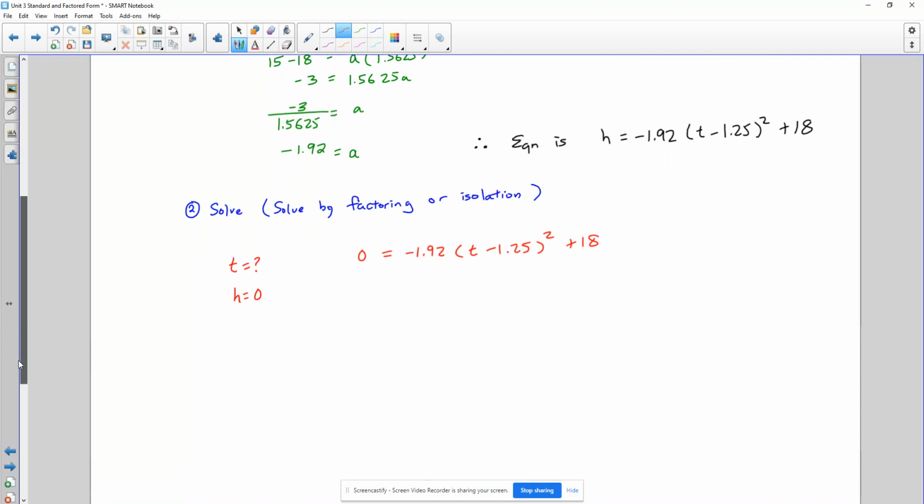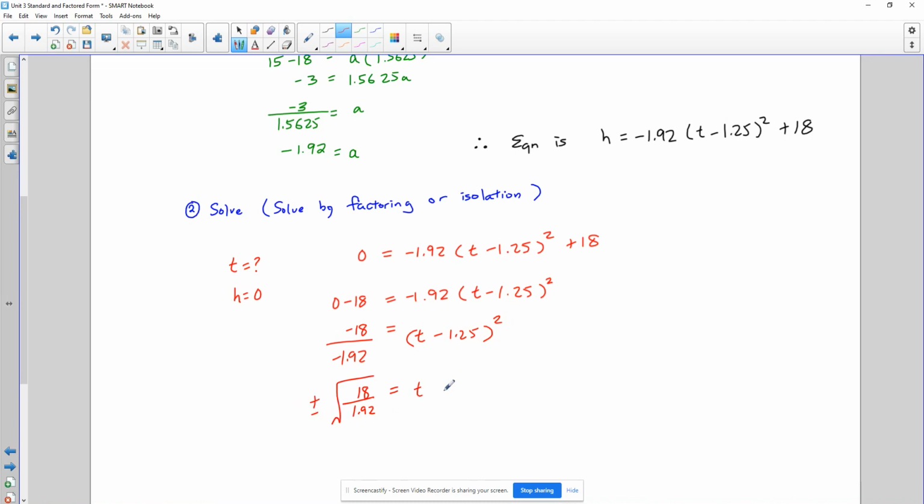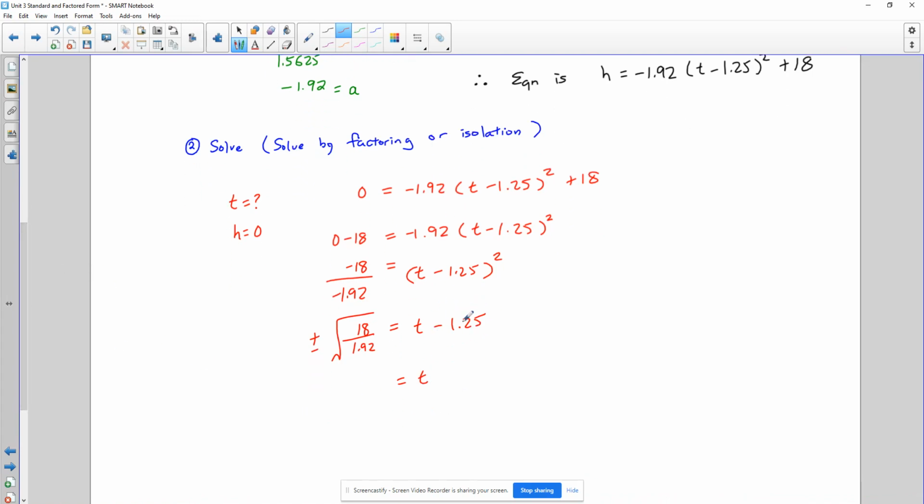So I'm going to solve this by isolation. I'm going to move the 18, the k value, to the left-hand side. So 0 minus 18, you get negative 18 over here. And I think a lot of you guys understand. I'm going to divide by negative 1.92 to the left-hand side. These two are negative, so it becomes positive. And in order to remove the square, I'm going to square root and add the plus minus sign. Okay, I need to get rid of the h. So when I move this negative 1.25 to the other side, it becomes positive 1.25 plus minus the root of 18 over 1.92 equals t.